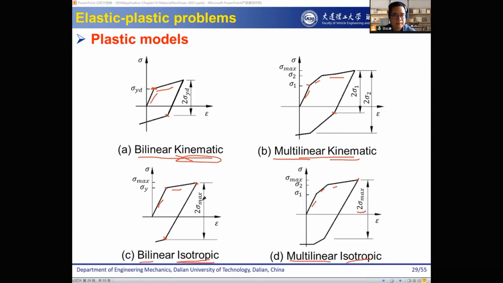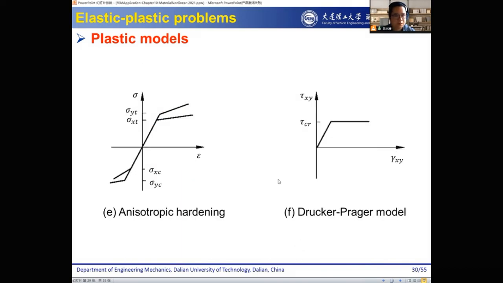So these are easy to understand because it is easy to map between the curve and the language here. Now let's go to several other types. So we have the anisotropic hardening. Anisotropic hardening is not bilinear or multilinear. We have the extension, and this is the compression, and they are different values.